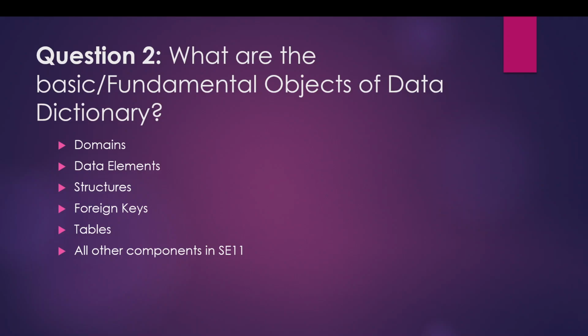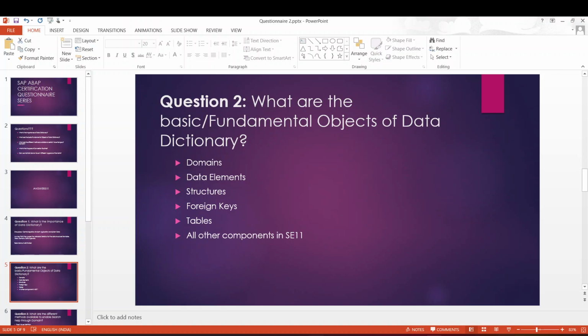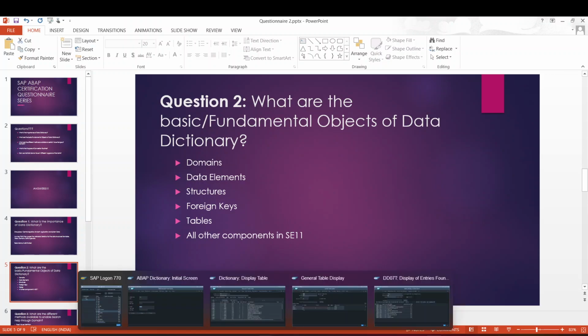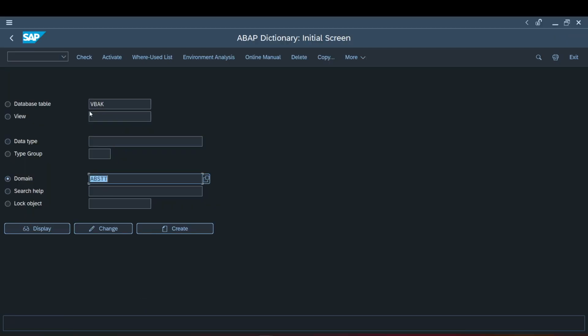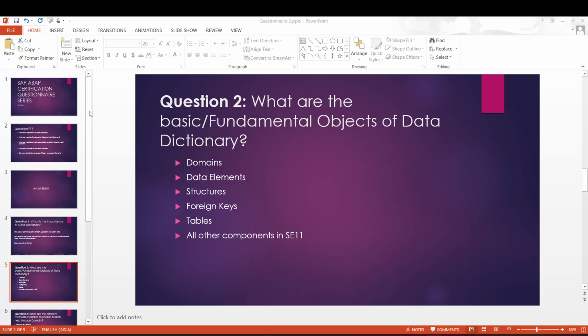So I have listed it in a chronological order. Like domains can be created, they can be used inside data elements. The data elements can be used inside of fields or structures, wherein the fields and the structures can be used to define the foreign keys. Again, all these can be used in tables. So that's what I mean when I say I've listed it in a chronological order. Of course, when you go to the system and in SE11, whatever components you see here, they are all fundamental elements of SE11, right?